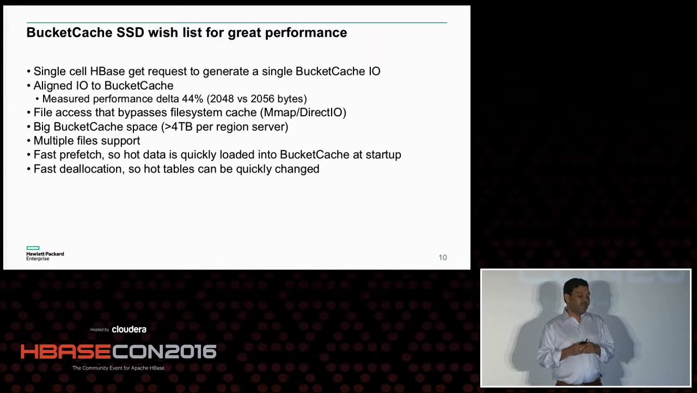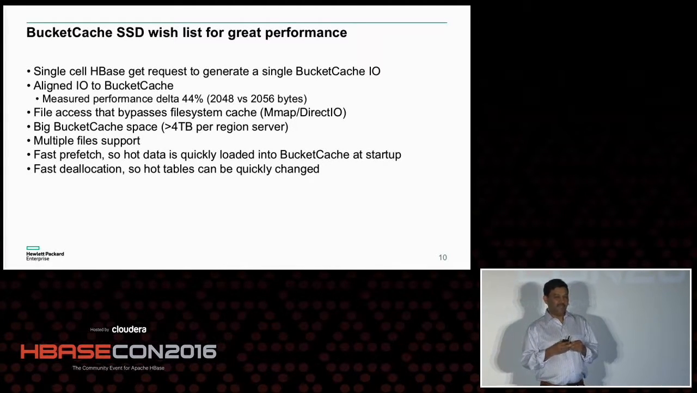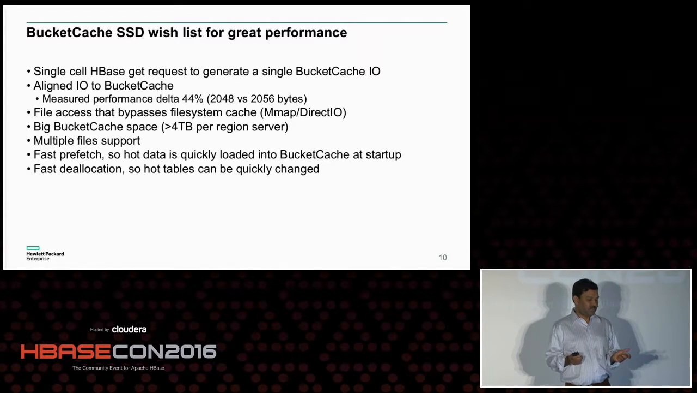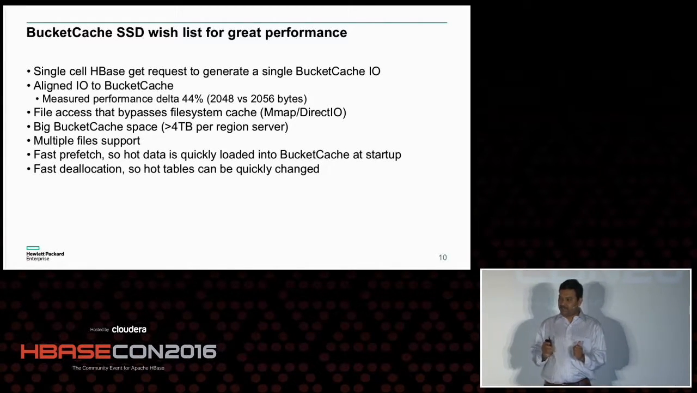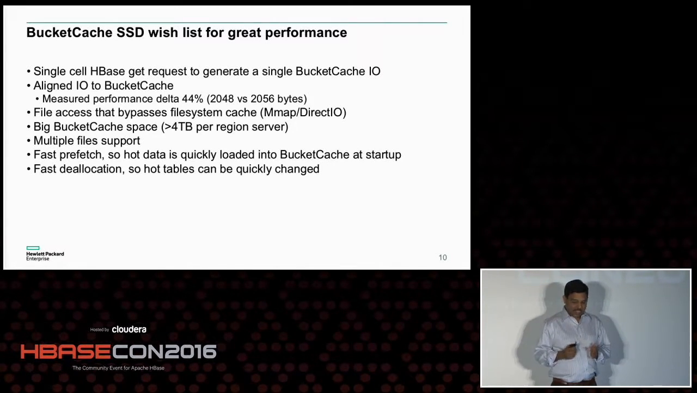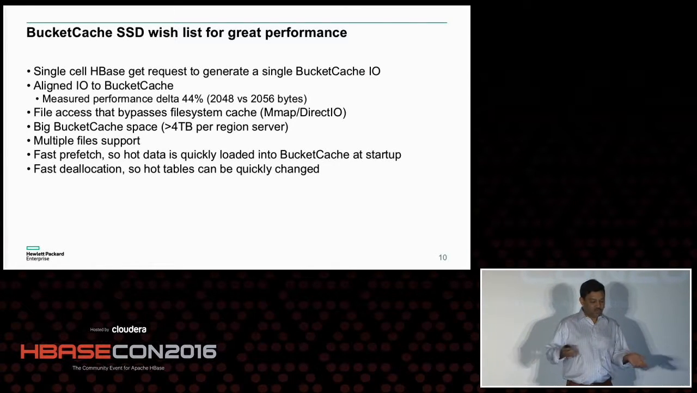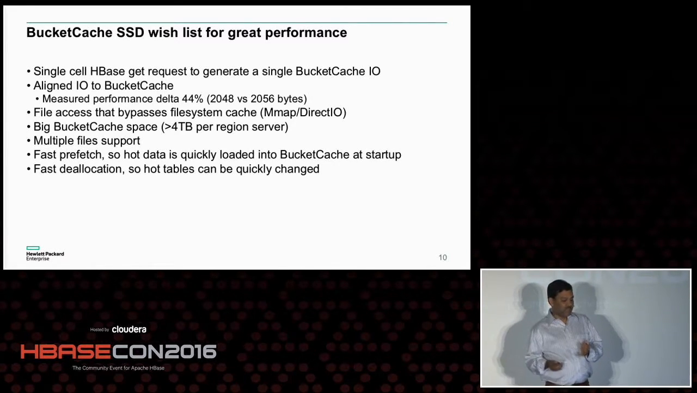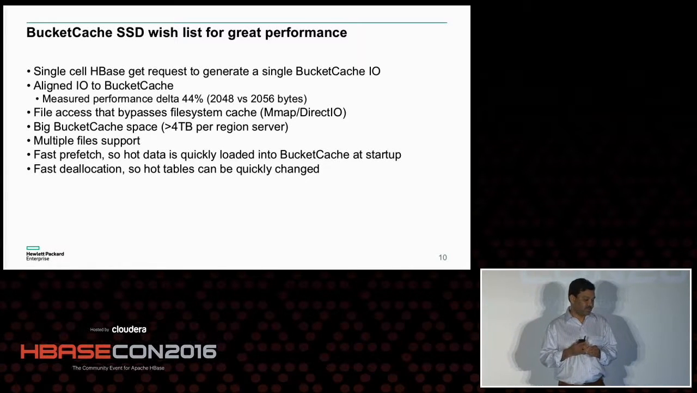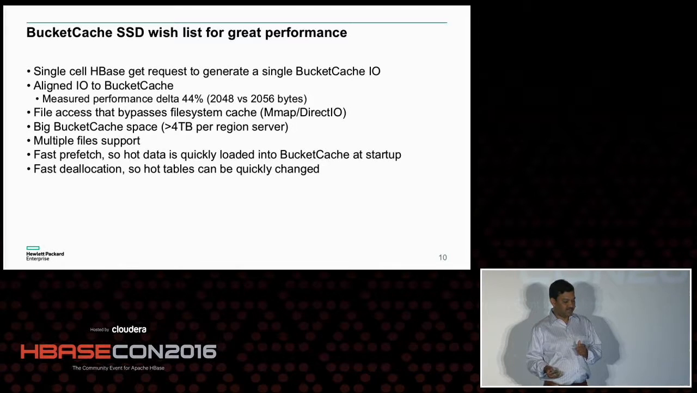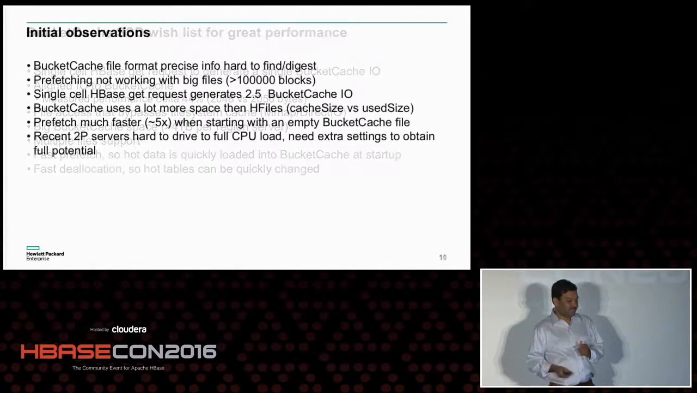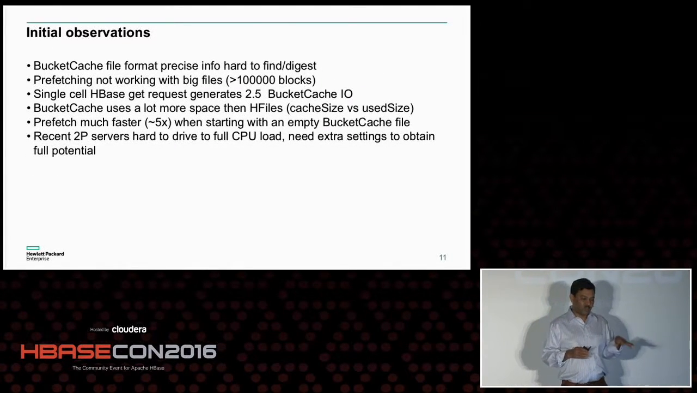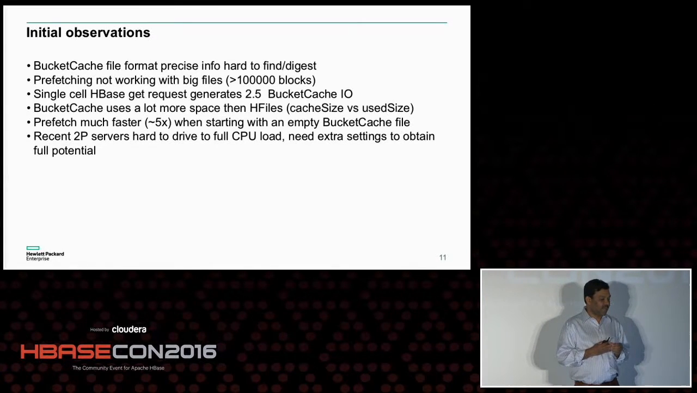And then, ideally, we would like to warm up the cache as soon as possible, so that you serve requests as soon as possible. So we would like to have a very fast prefetch implementation. Similarly, if you want to change hot tables, maybe at night you will have different tables to load, so you want a fast deallocation, and you want to switch the cache quickly. So that was generally what we would like to have as a wish list.